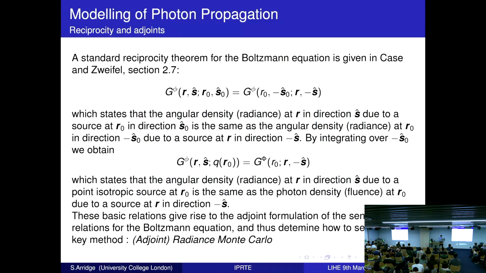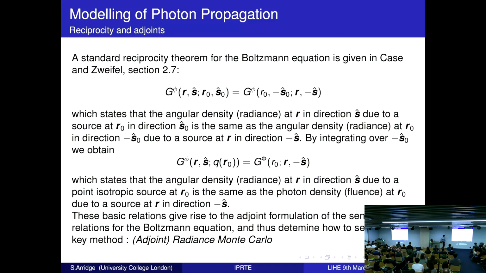So let's just mention this adjoint stuff. The basic principle is, if we think of this as a propagator, you can also think of it as a Green's function. So we start at a position R naught in a direction S naught, and look at what we get at another position R in direction S. The basic physics tells you that that's the same as starting at R in the backward direction and seeing what photons arrive back in the backward direction.